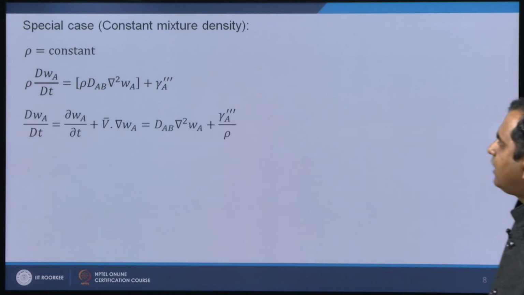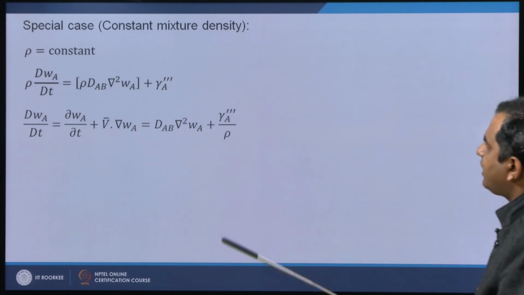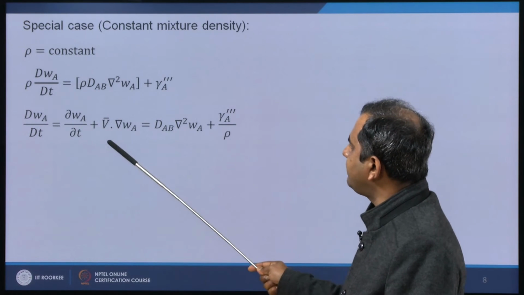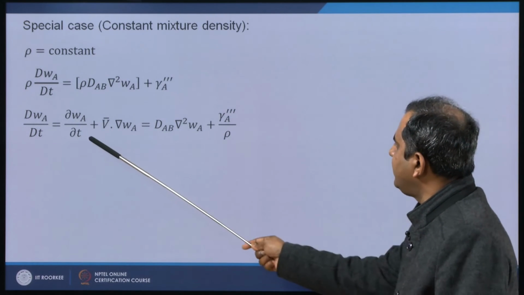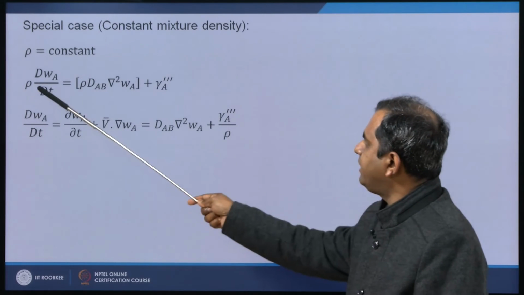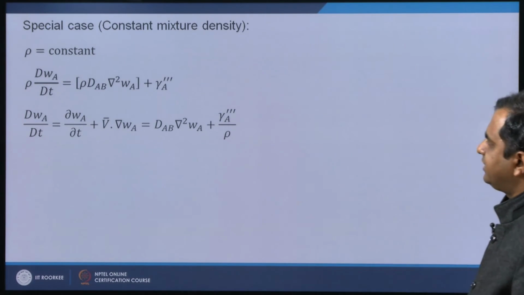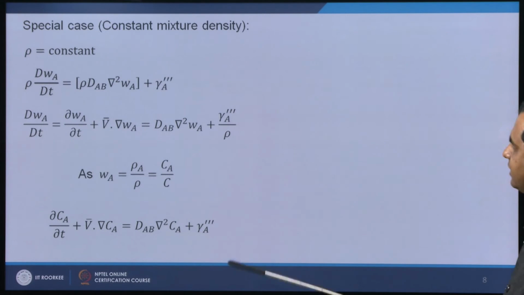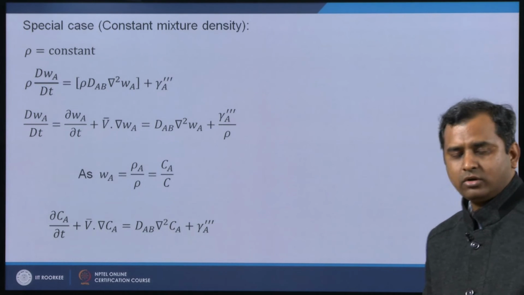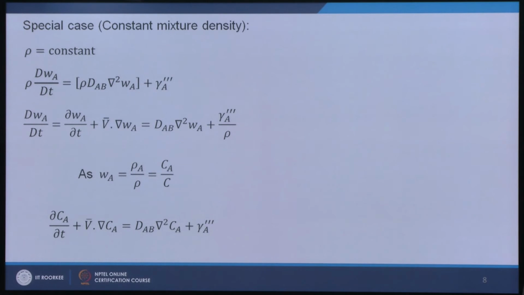Okay. And if you write this total derivative in the form of del del t plus v dot del, then the equation goes like this. And you divide by rho, then the equation goes like this. Proceeding further, this WA is nothing but CA by C, the concentration of A by the overall concentration. Many a times this overall concentration will be equal to 1, for a bicomponent mixture at least.